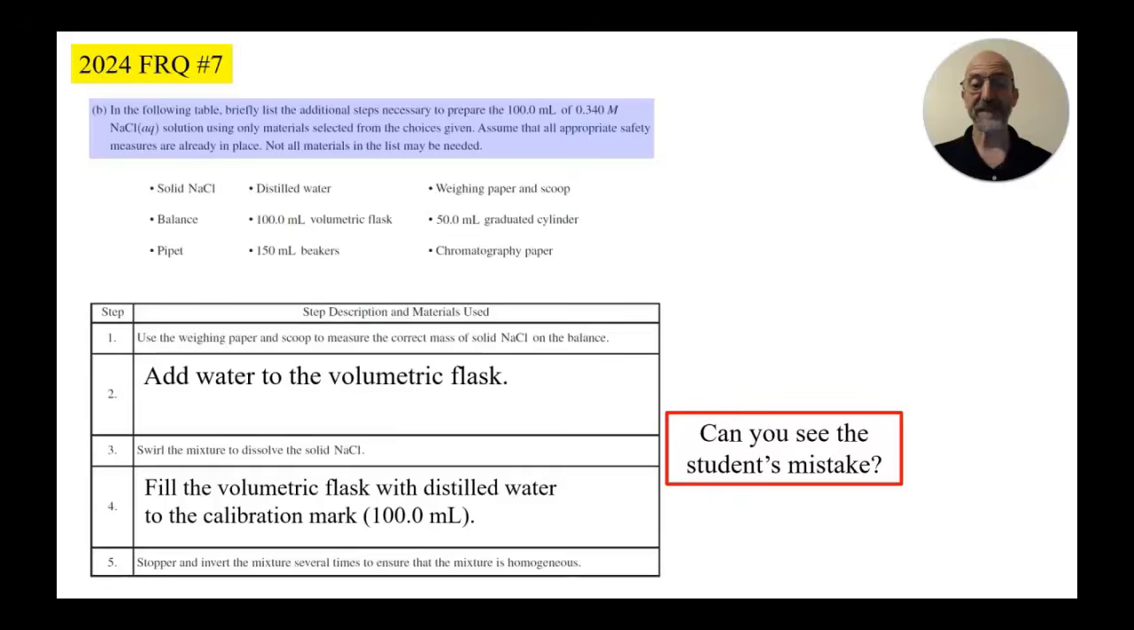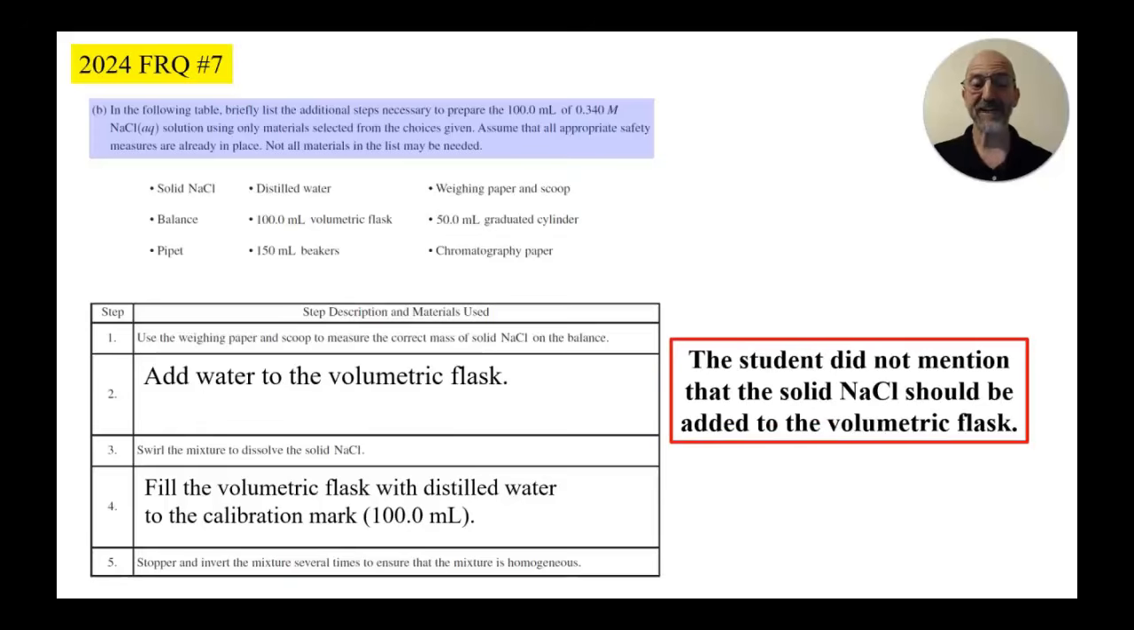Now, can you see what they did wrong? Use weighing paper and scoop to measure the correct mass of solid sodium chloride was already given to you. I think there's a step that you skipped. The student did not mention that the solid sodium chloride should be added to the volumetric flask. They simply skipped that part and talked about the water.